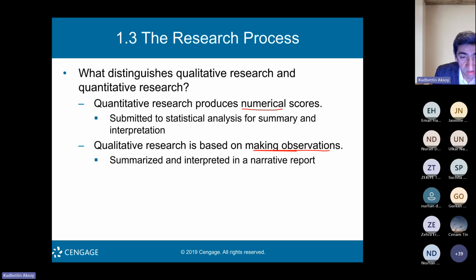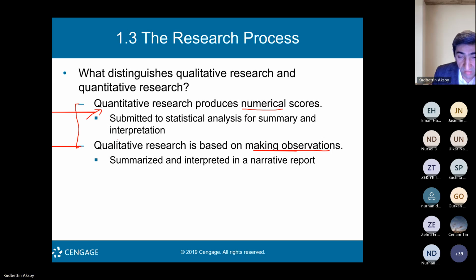Which one is better? There is no such thing. They both are different tools. You use them for different purposes. Whenever you can, obviously quantitative research succeeds. Whenever you can. But there are some areas where quantifying your data, making statistical analysis, is not the solution.